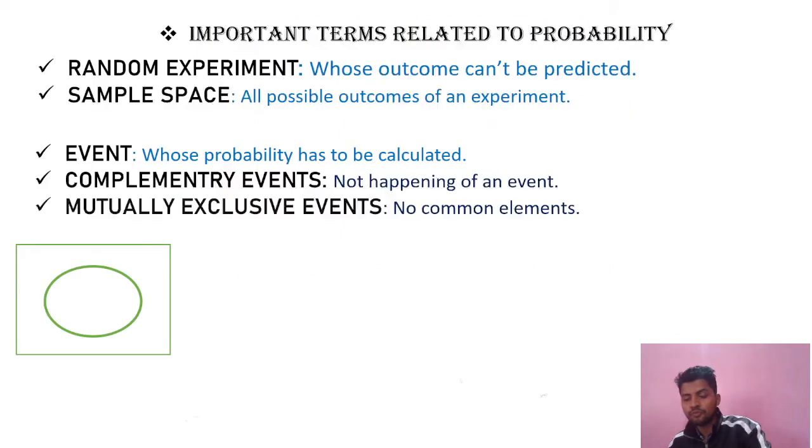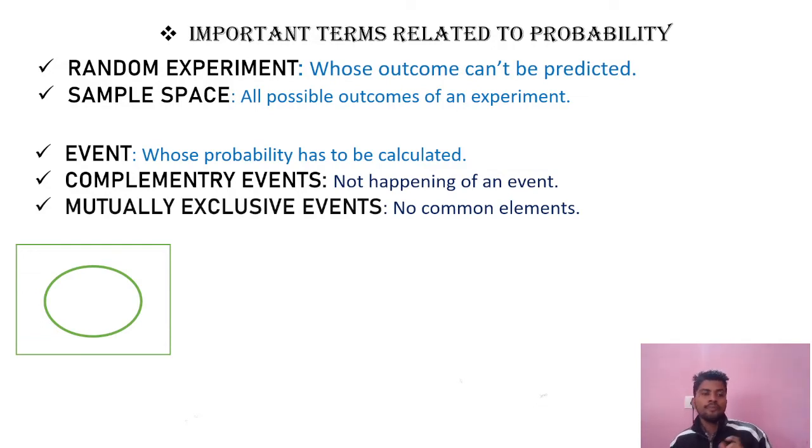Now let's move. Now we will see important terms related to probability. First is random experiment. What do we mean by random experiment? Those experiments whose outcome cannot be predicted. So we can't predict the outcome; that type of experiment is a random experiment. For example, if I toss a coin, we can't decide what will come. So that type of experiment is a random experiment.